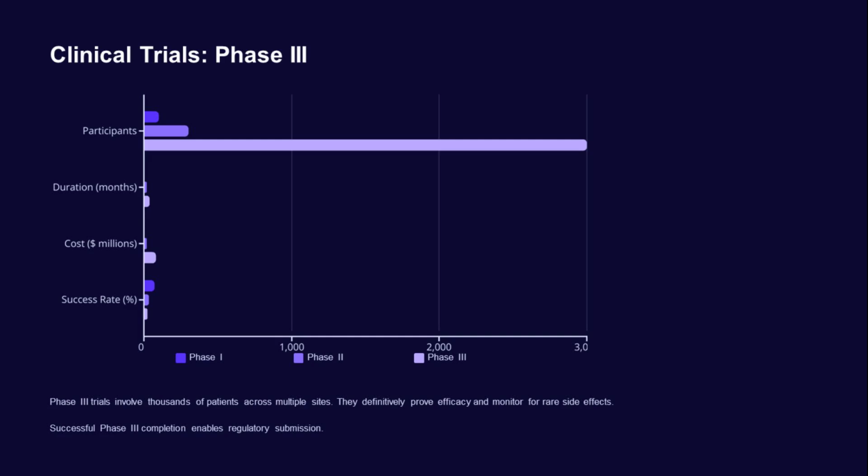Phase 3 clinical trials involve thousands of patients across multiple sites. They definitively prove efficacy and monitor for rare side effects. Successful completion enables regulatory submission.